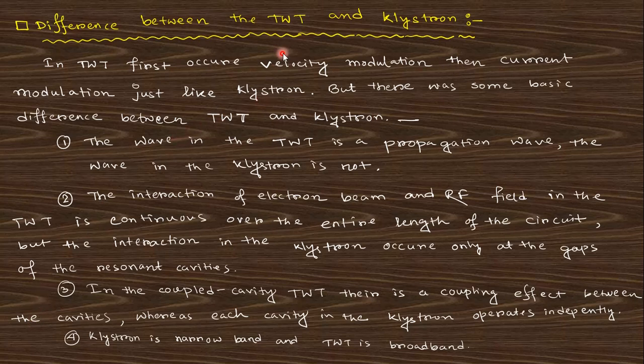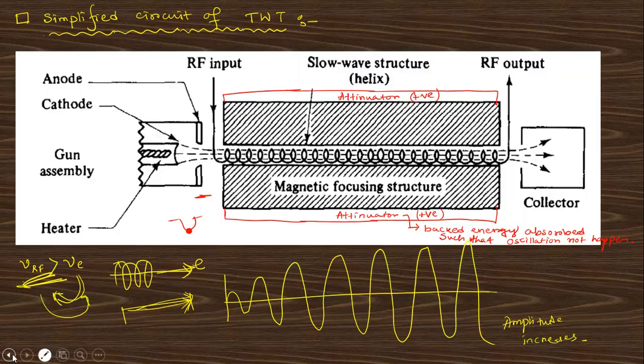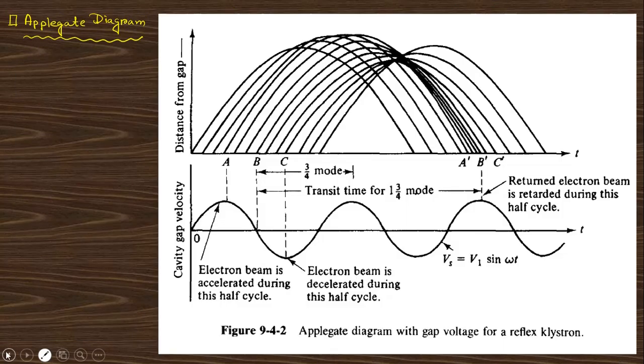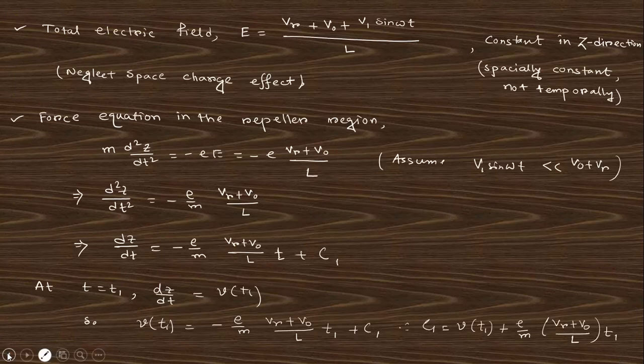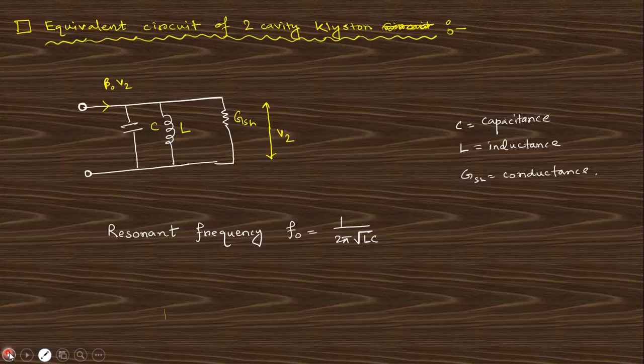So if we compare the TWT and the klystron, the first is that in the TWT the wave is propagating, but in the klystron the wave is only stationary in these two cavities. These do not travel with the electron. Number two, the electron interacts with the RF power throughout the tube continuously in the case of TWT, but in the klystron the electron interacts at the cavity. I think you remember that image; you must remember it to understand this comparison.